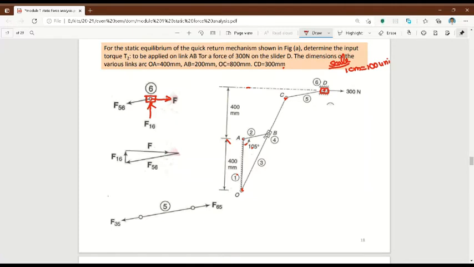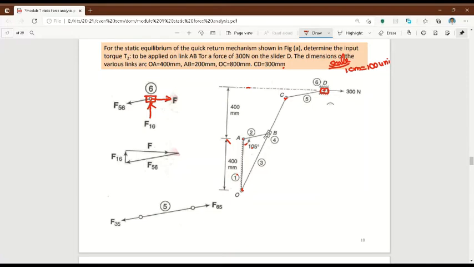And here I have one force. These two forces I know. But surely there will be a third force on this side, but I don't know the direction. So I cannot draw that. So keep this piston diagram as it is, and we will move to the next link. We will take link 5.